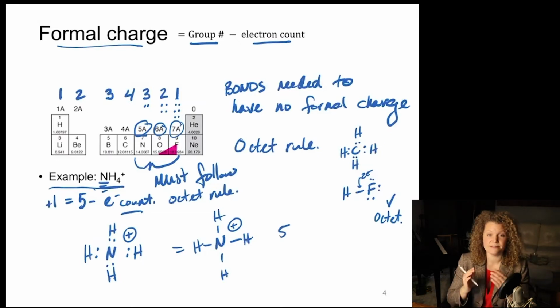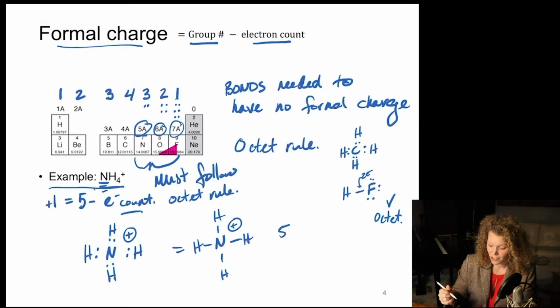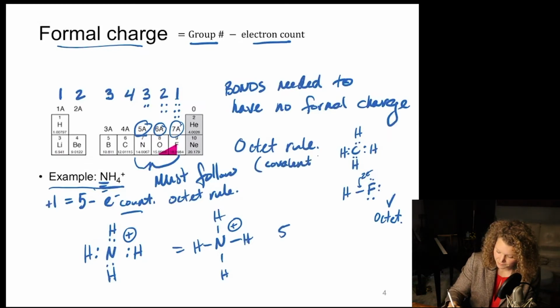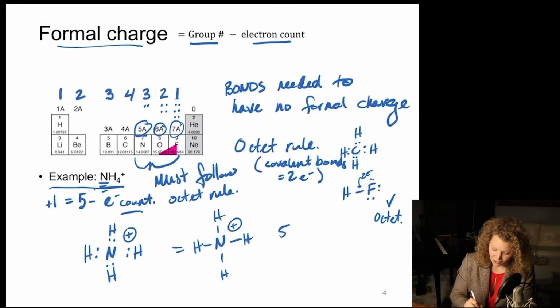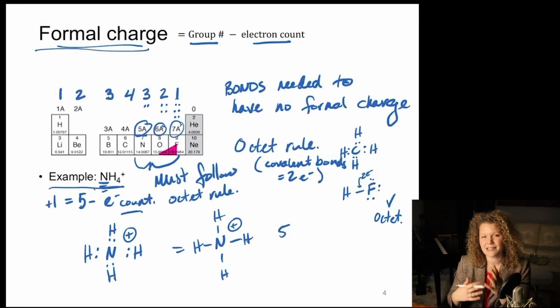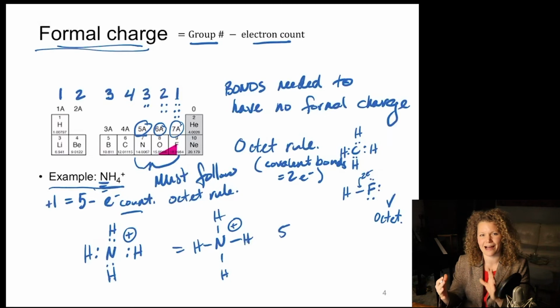Now notice this is different than when we look at the octet rule. The octet rule combines the electrons in covalent bonds. Covalent bonds equal 2 electrons. The octet rule says, I don't mind if you're sharing anything, I just need to know that you have 8 around you. On the other hand, formal charge is a tactic for us to describe the electronics around this atom. They're not always true, and we'll get into that in a minute, but it's a note-taking skill of how we can keep track of the electrons.